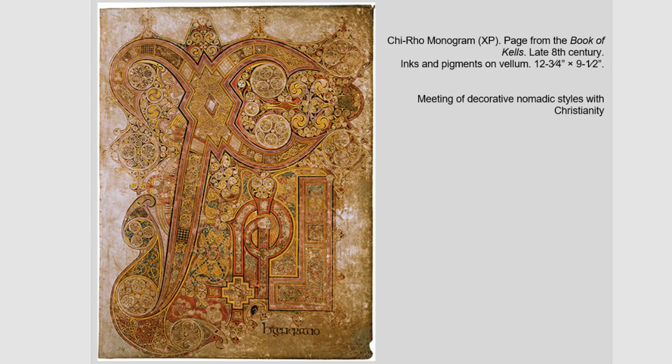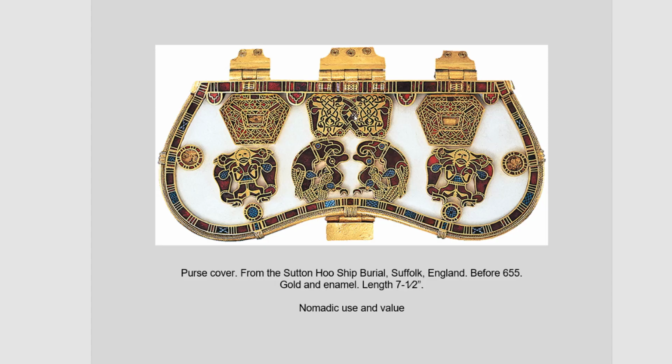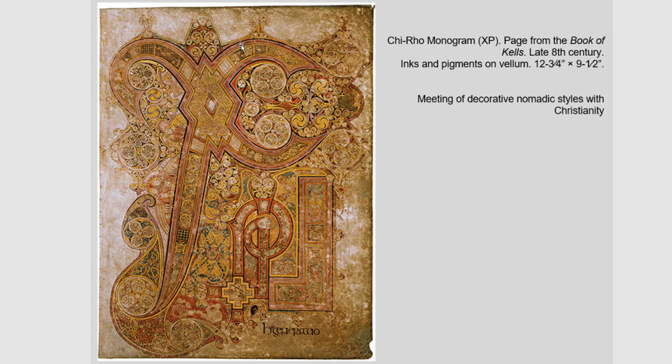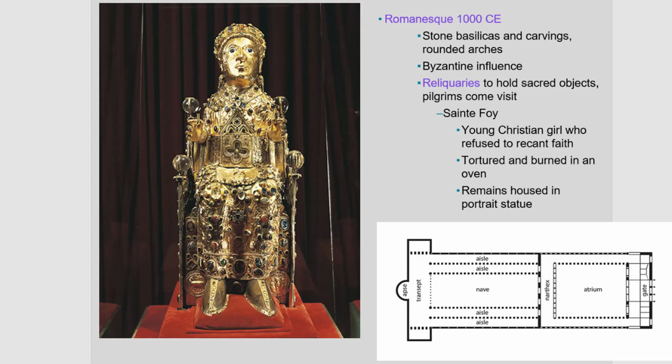And these styles, even after the nomadic times stopped and towns developed with churches, translated. So this gold, these interwoven patterns came into things like the Book of Kells here, which is an illuminated manuscript, a book made for nuns to read.